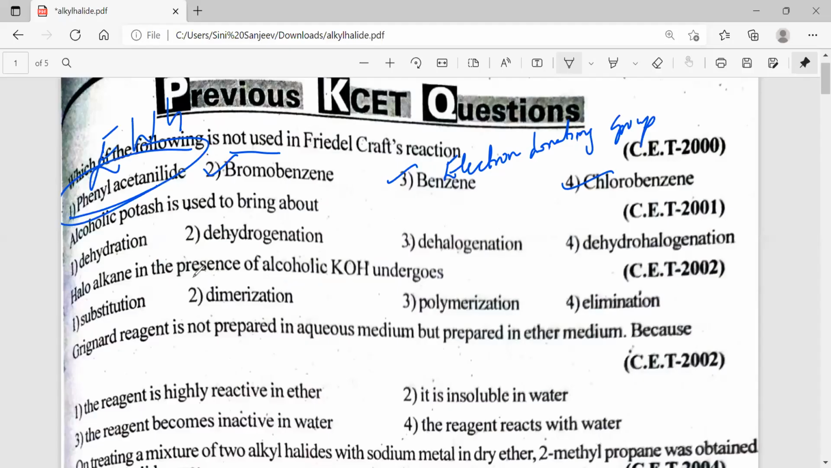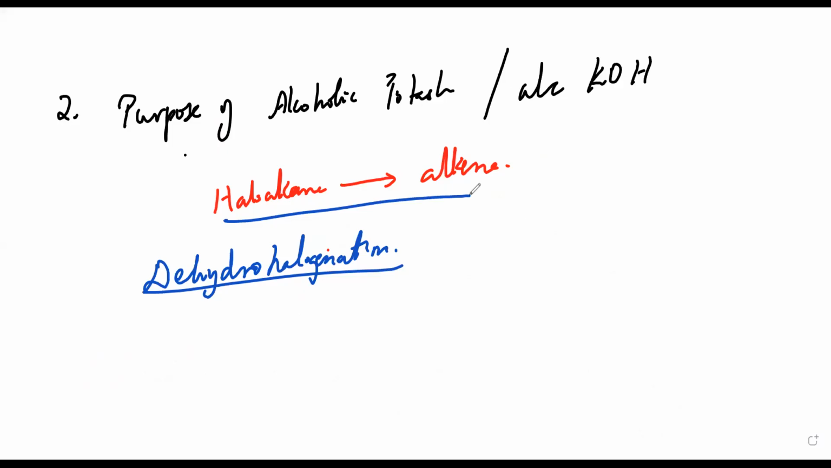So alcoholic potash is used to bring about what? Dehydration, dehydrogenation, dehalogenation, dehydrohalogenation. So it is the last one, dehydrohalogenation. Next question, the third one is based on this. Haloalkane in the presence of alcoholic potash, that is alcoholic KOH, undergoes what? Fourth one, elimination. I'll come again to this question, because this is haloalkane to alkene.